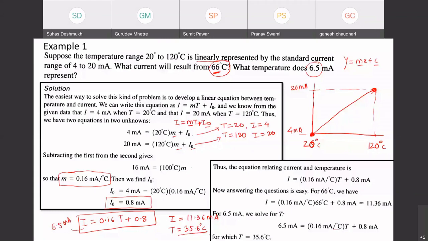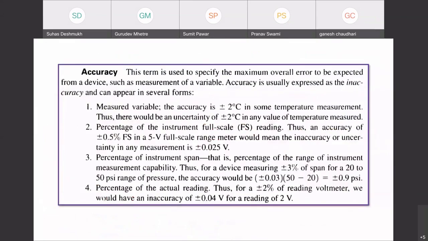So another example is accuracy. Accuracy is the term used for the maximum overall error expected from a device, such as a measured value percentage. It is also represented in terms of a percentage, because whenever you are going to purchase any sensor, they give the accuracy in terms of a percentage of something, percentage of the full scale reading, percentage of what.